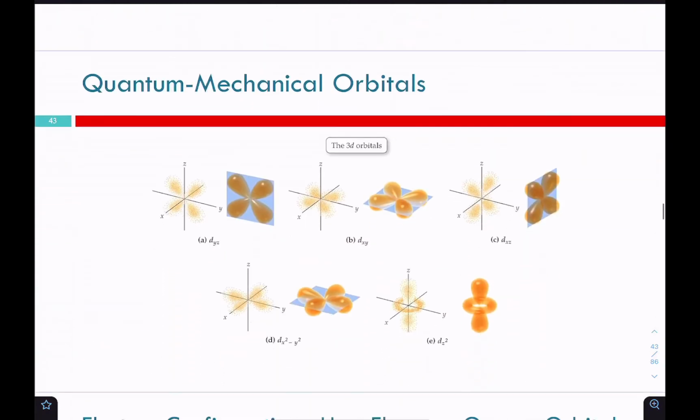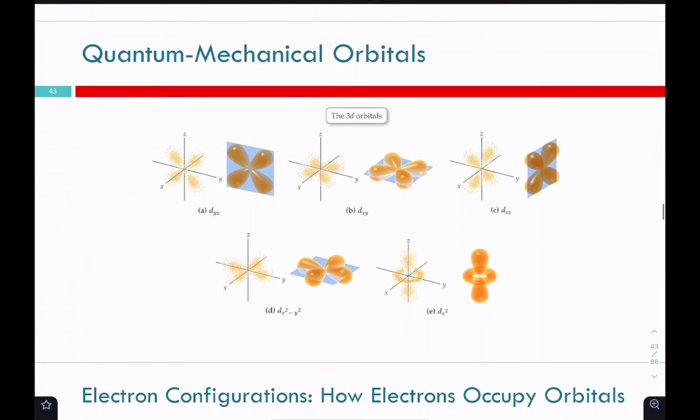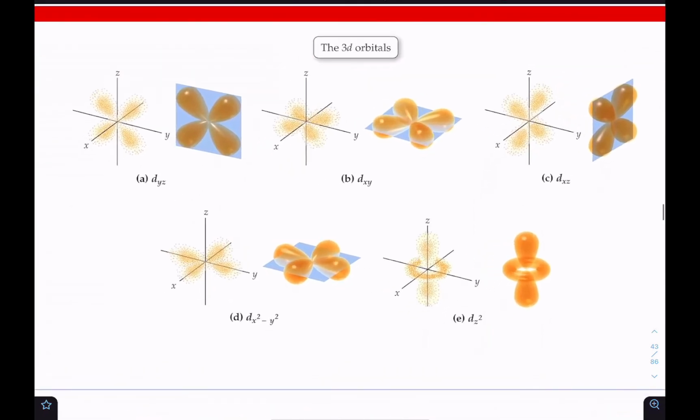And those 5 d orbitals are kind of like the dumbbell shape, but now each of them has 2 dumbbells. So there's one that's in between the y and z axis. It's in between the x and y axis, and then in between the x and z axis.